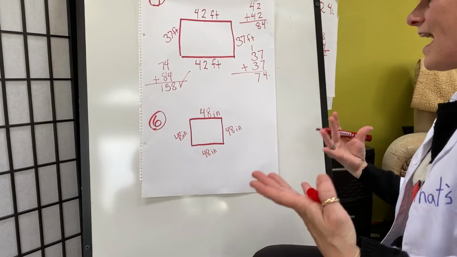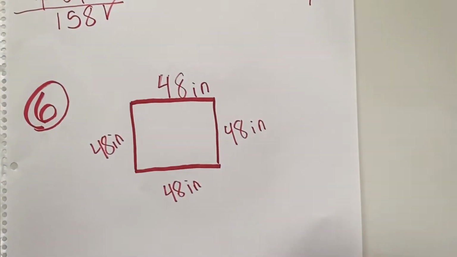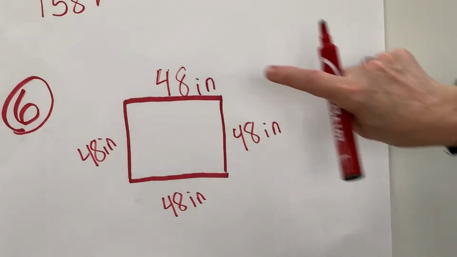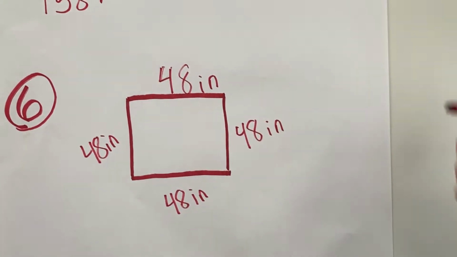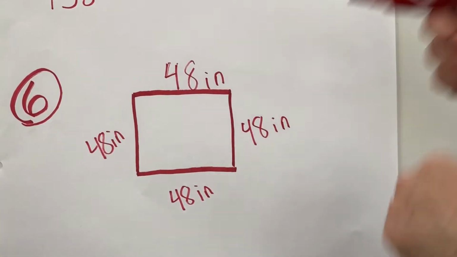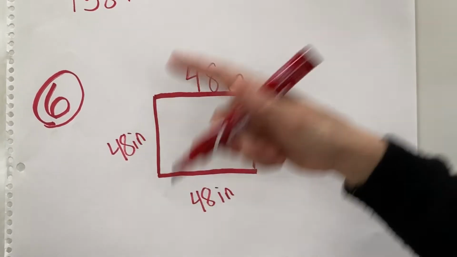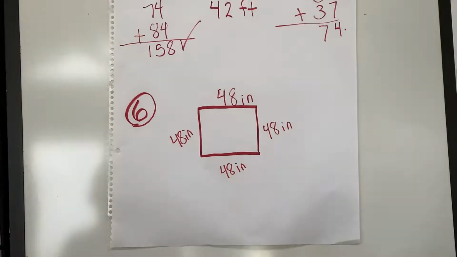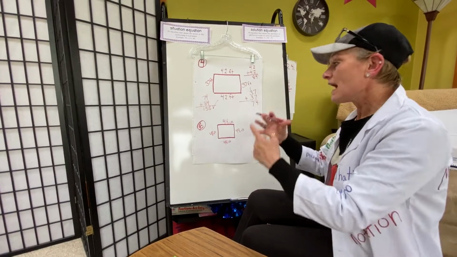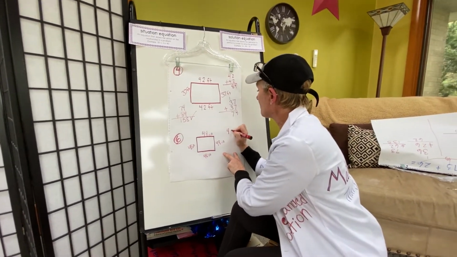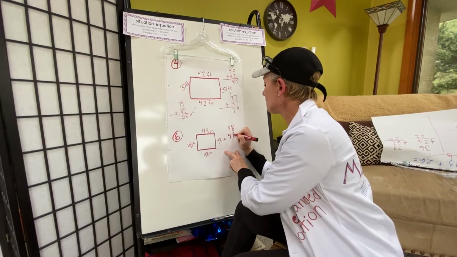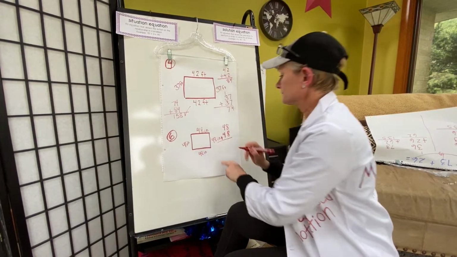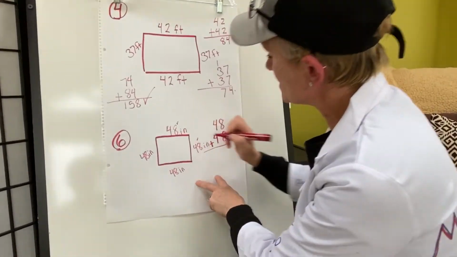And again, I can do this any way I'd like. I could add 48 and 48, then add the next 48, and then add the next 48. You are going to decide what you want to do. I'm going to pair them up. I'm going to go 48 and 48. So I'm going to add up this one and this one.